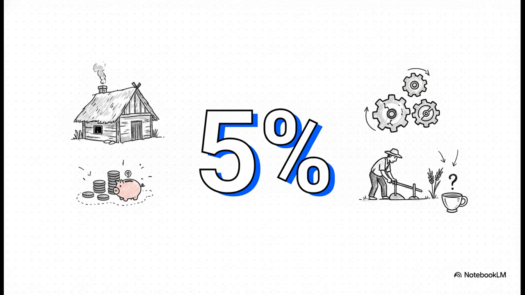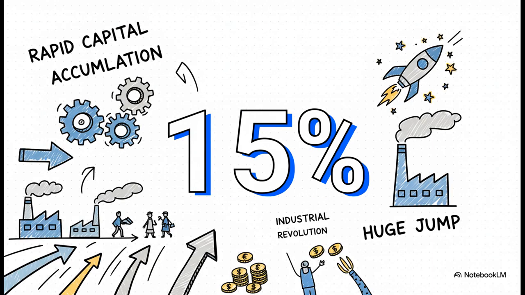So, picture a typical pre-industrial country. According to Lewis, they're probably saving and investing about 5% of their national income. I mean, that's barely enough to just keep the lights on, let alone actually build something new. And this is the magic number, 15%. That's the rate you need to hit to really fuel rapid capital growth, you know, the stuff industrial revolutions are made of. That is a massive leap.